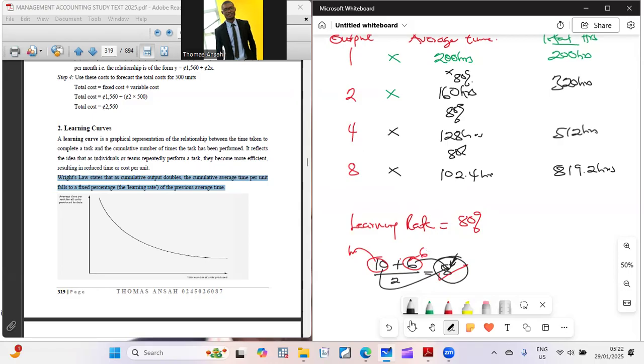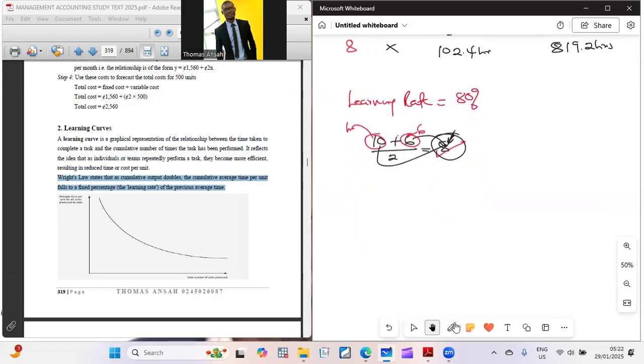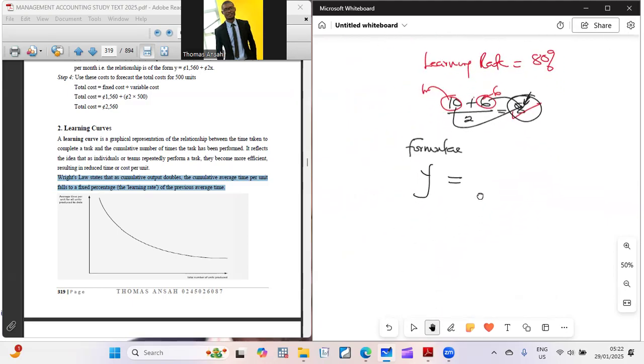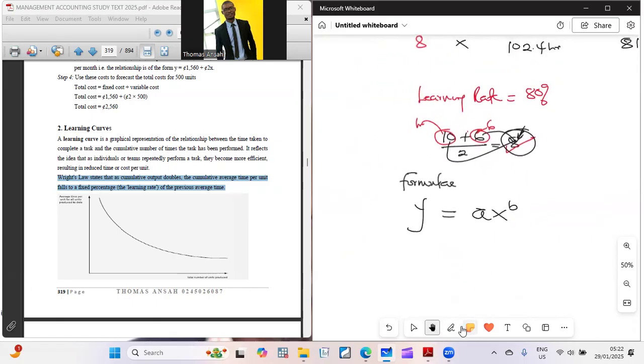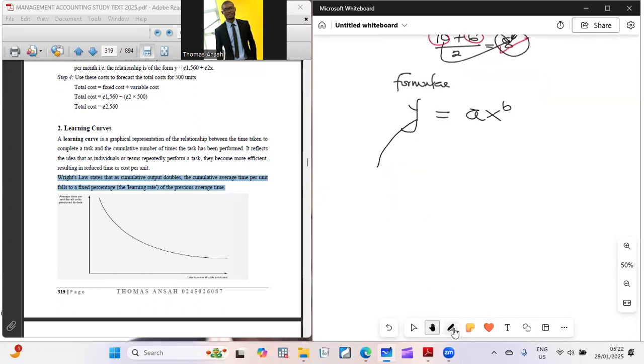Now, with this thing that we have done, we can put it into mathematics and put it into geometry. And now, in geometric formularization, what will happen is that we will have y is equal to a x raised to the power b. All right. Now, that is that. So let's explain the formula. What is y? Y is the cumulative average time per unit.